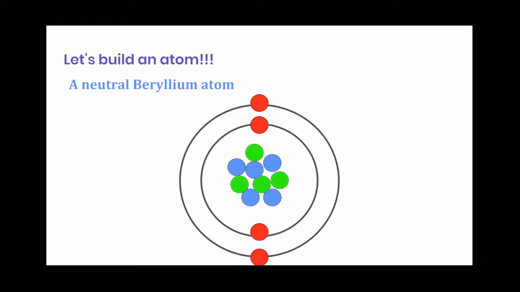So since beryllium has 4 electrons, we start by filling out the most centered energy ring. So we put 2 electrons, and then we put 2 more electrons, and then we're done. So beryllium is likely to give its valence electrons to another element to complete their electron shell.